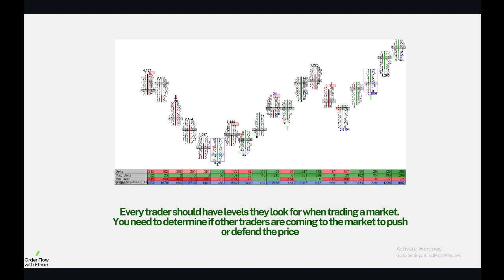So every trader should have levels they look for when trading a market. You need to determine if other traders are coming to the market to push or defend the price level that you're looking at. So you should always mark certain price levels and see how the price is going to behave once it reaches those levels. It can keep going up, go down, reverse, or do whatever is planned according to the supply and demand that happens once the price reaches the level.